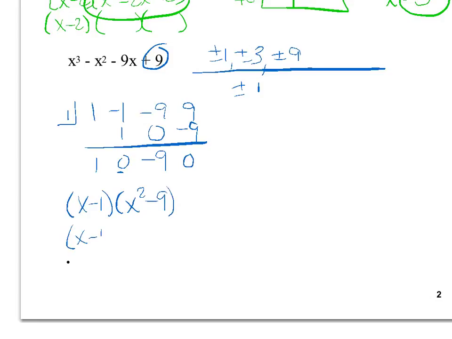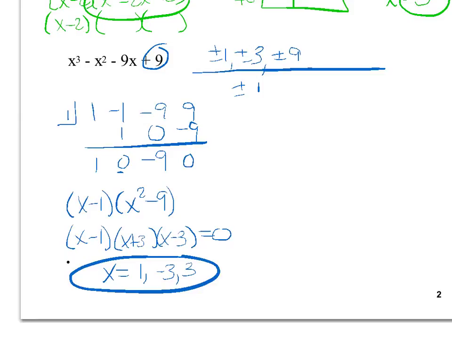And I hope you see that this x squared minus 9 is a special double bubble problem, x plus 3 times x minus 3. And so what are my zeros? My zeros are, if all of these equal 0, I'm going to get x equals 1, negative 3, and a positive 3. And those are my 3 zeros.